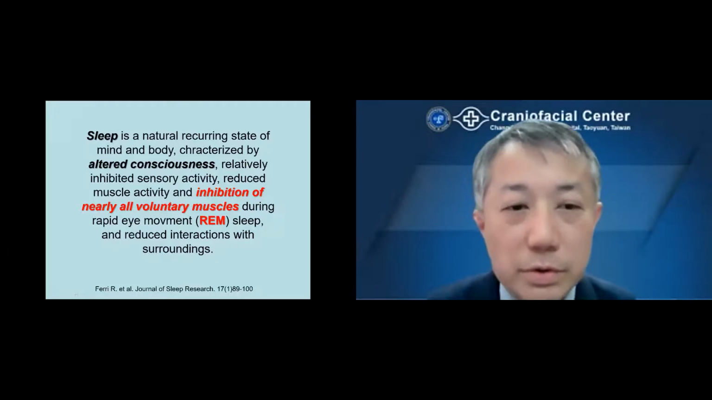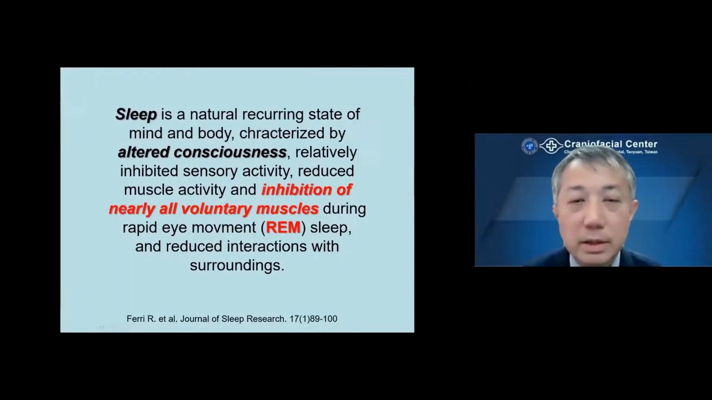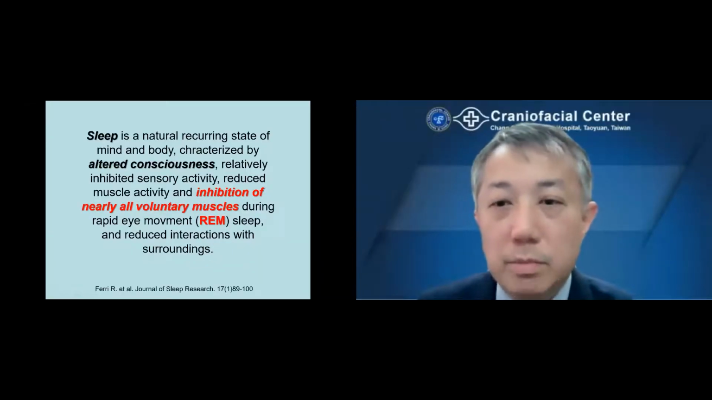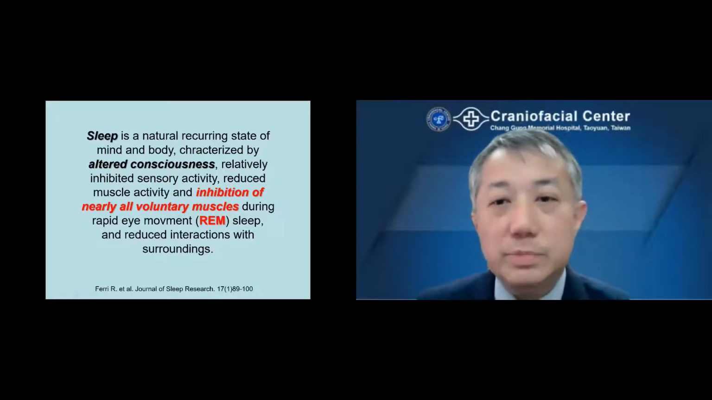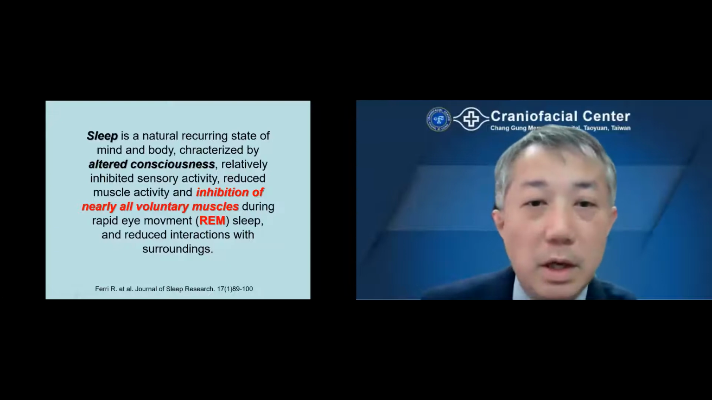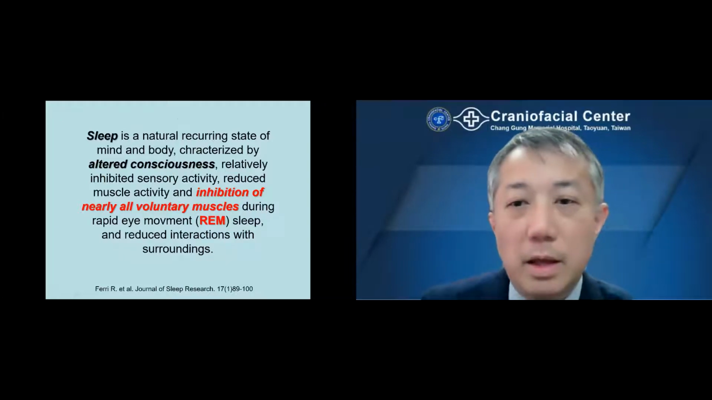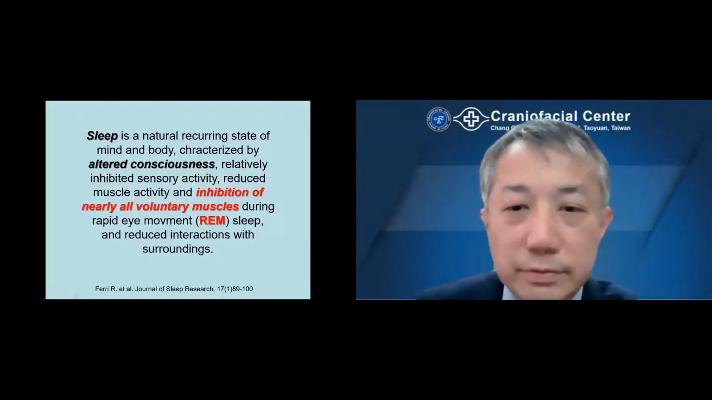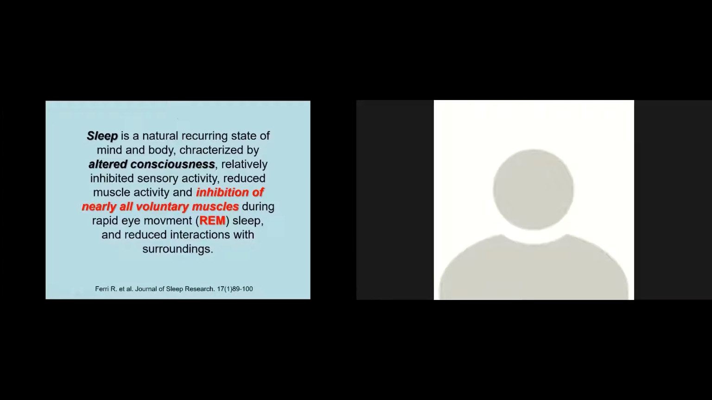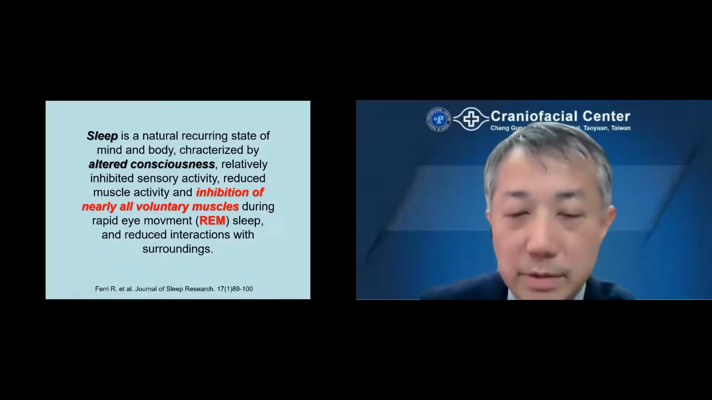When people go to rapid eye movement, the sleep will inhibit nearly all the voluntary muscles, including our intercostal muscles. We know that intercostal muscle and some respiratory muscles help us to breathe. And in our REM sleep, there's almost only the phrenic nerve, for the diaphragm, which can help us to breathe.